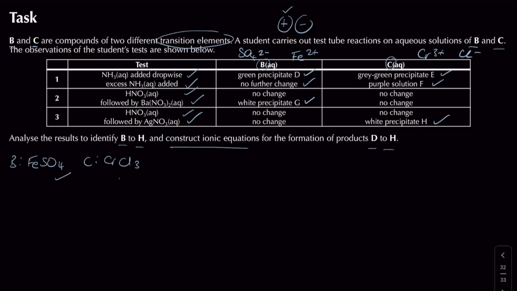There's the first 2 parts of this question done. Now, of course, the next thing is we've got to decide what D and E are going to be, as well as an equation to show how they're formed. Both of these are going to be precipitation reactions.